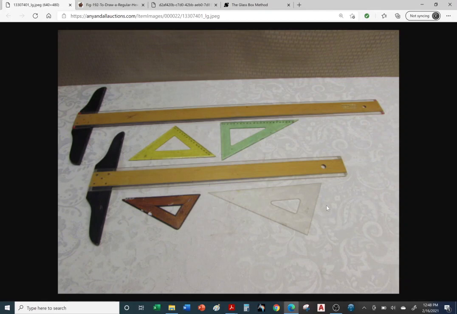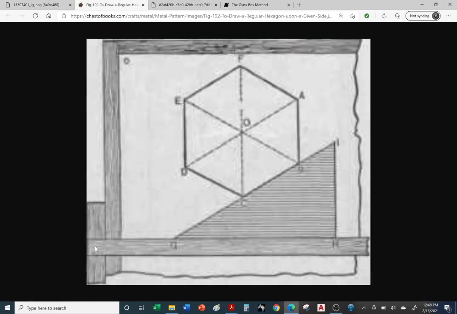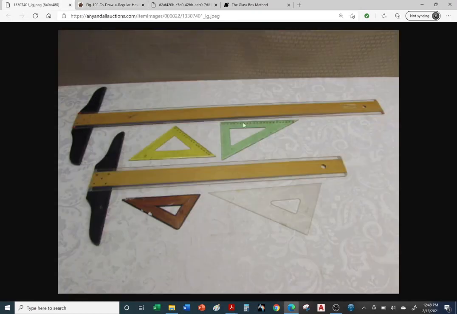These are the instruments that we use: a T-square and triangles. Here we have a 45 triangle, and we also have a 30, 60, 90 triangle. We would take our T-square and line it up with our table. This is our T-square, used to draw horizontal lines. We can also rotate it 90 degrees so we can draw vertical lines.